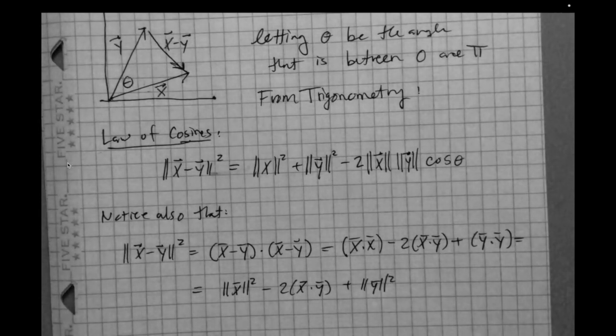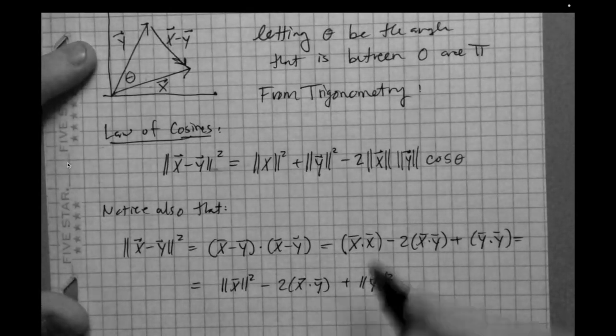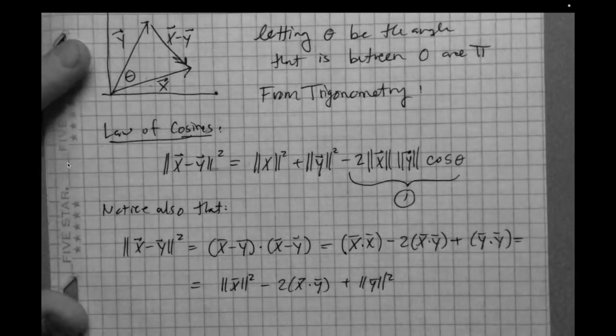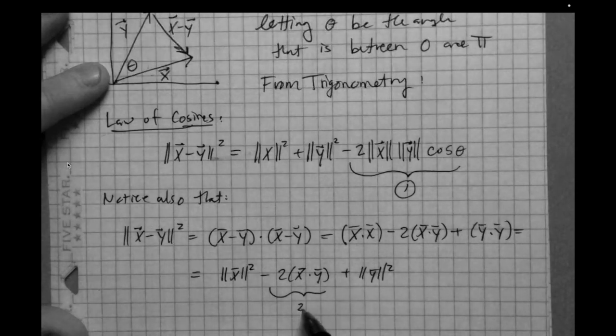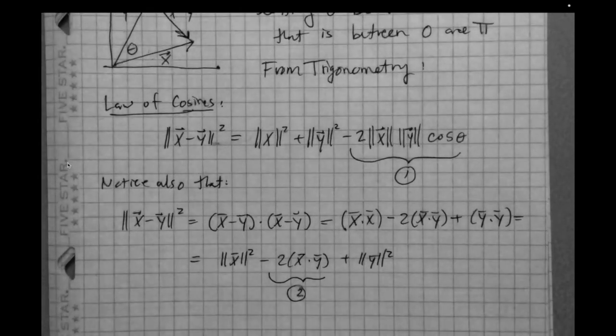Okay. Now, between these two equations, there's a couple of things that we want to first draw attention to this here, which I'm going to call 1. And then secondarily, I want to draw attention to this here, which I'm going to call 2. Now these two must be equal. Can we see why these two must be equal?